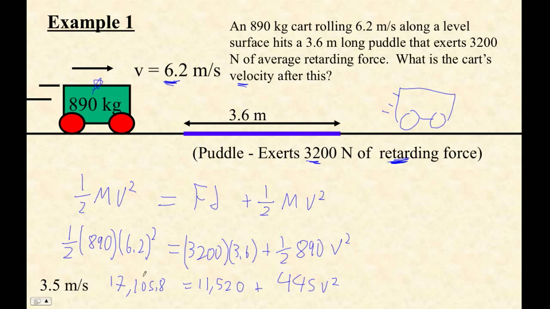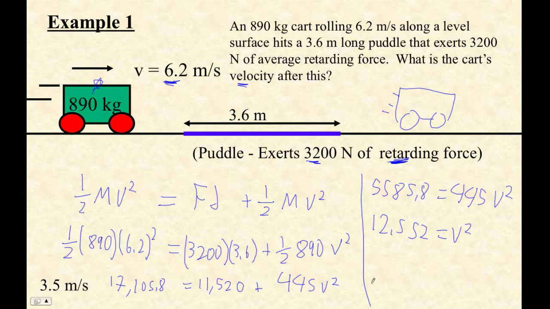Okay, so my next step is I'm going to go this minus this. Need space. We need math space. All right, 17,105.8 minus 11,520. Okay, so I've got 5,585.8 equals 445 v squared, and now I'm going to divide both sides by 445. And I get 12.552 equals v squared. And now I'm going to square root both sides, so raised to the 0.5. 3.54 equals v. Sorry, what equals v squared? v equals 3.54.